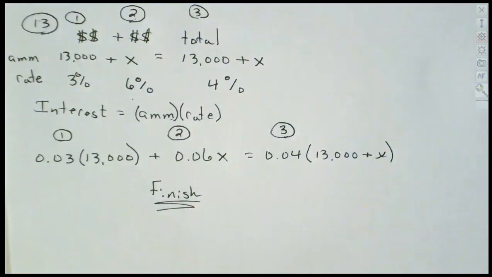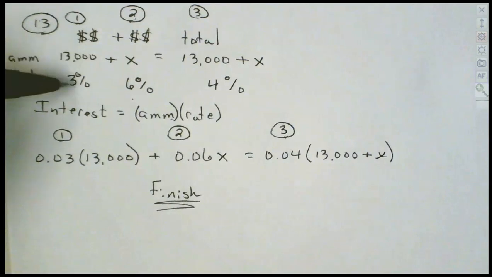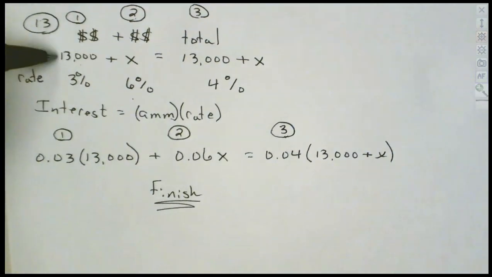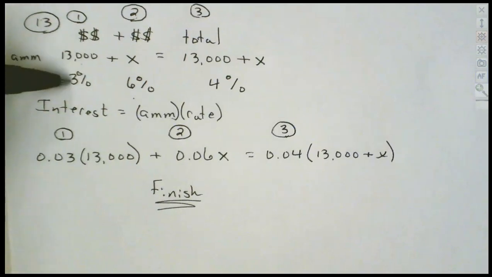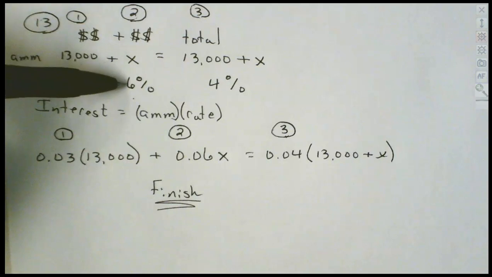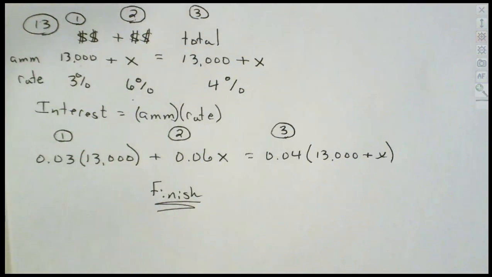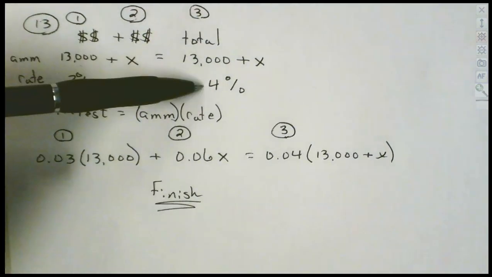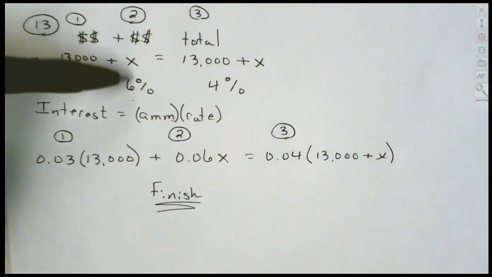So that's how we build our equation. We've got two different investment funds. We put 13,000 here, 3% for the rate of return. We're going to put some money in a 6% account. It's a little bit riskier. We want to make sure that when we're done, we get 4% on the rate of return. So we've got to figure out how much extra money we put in.